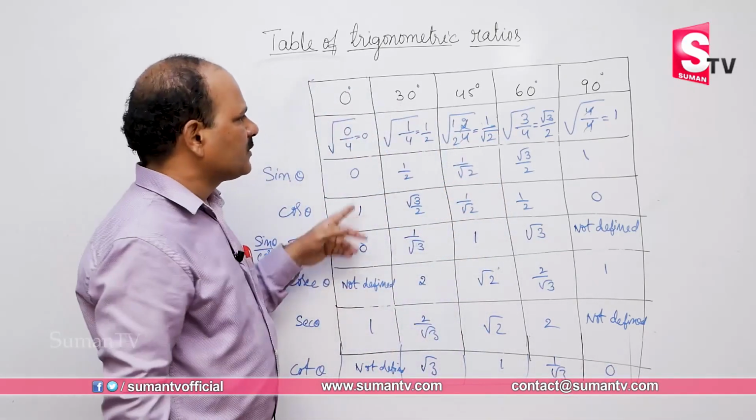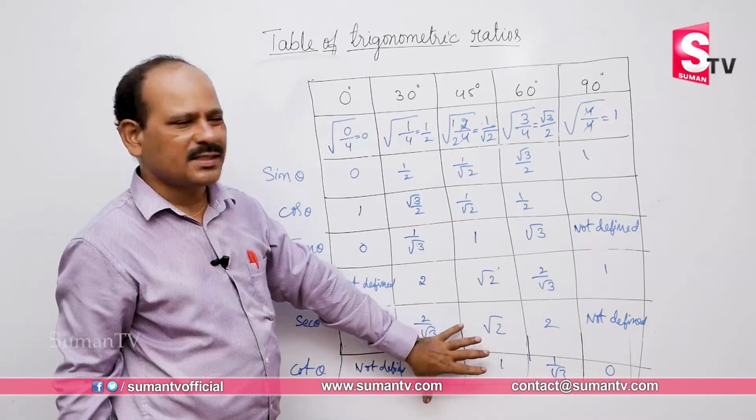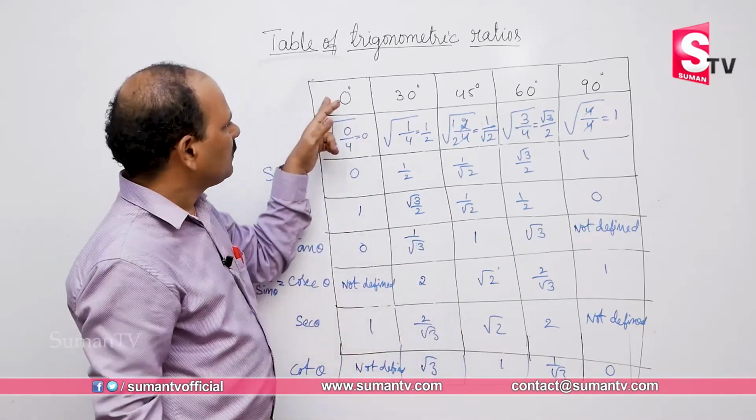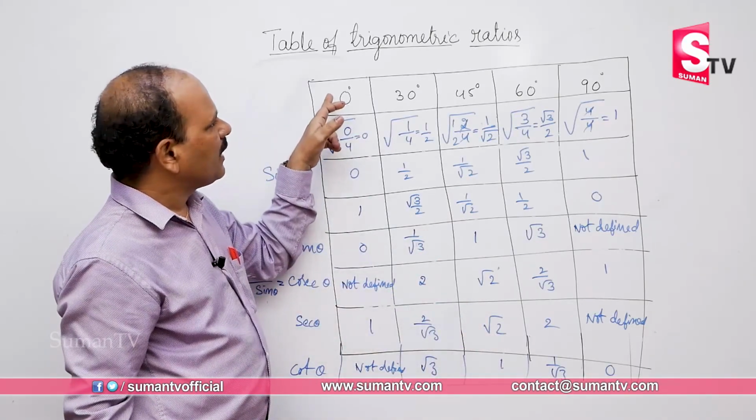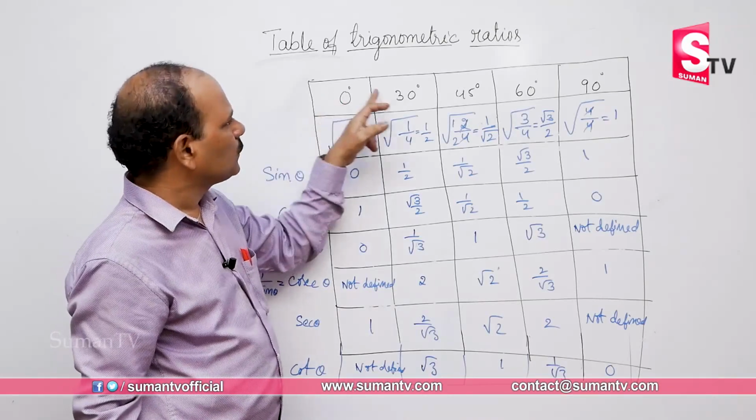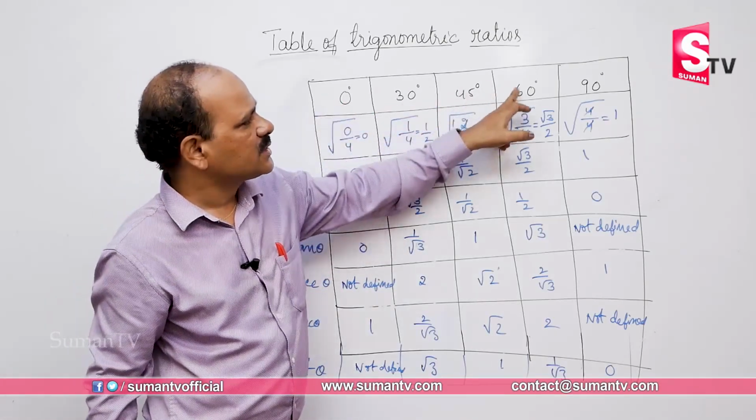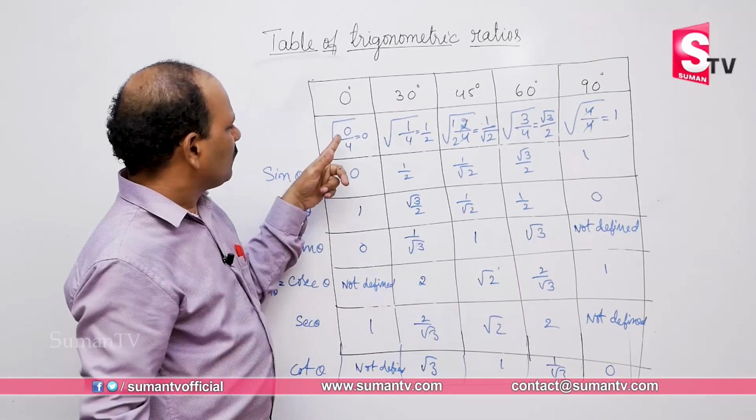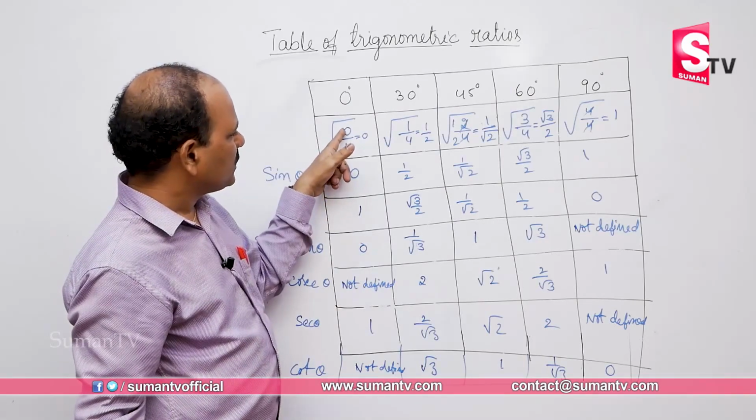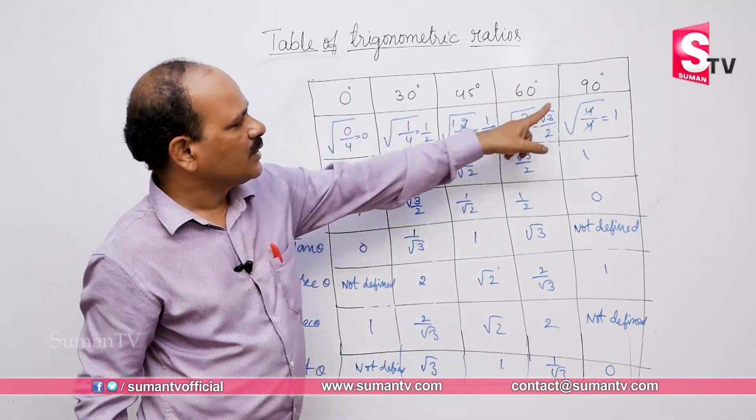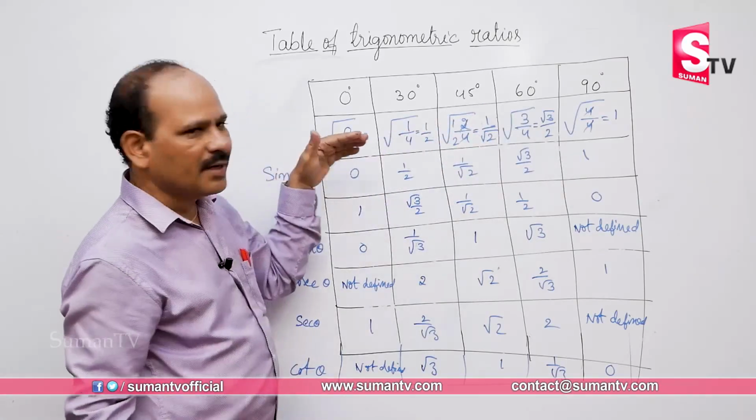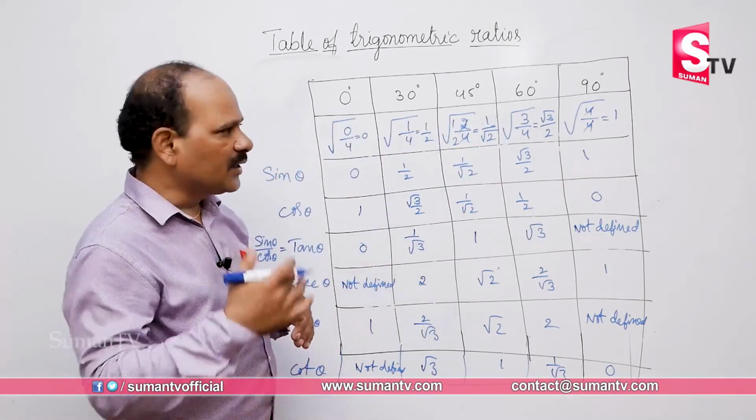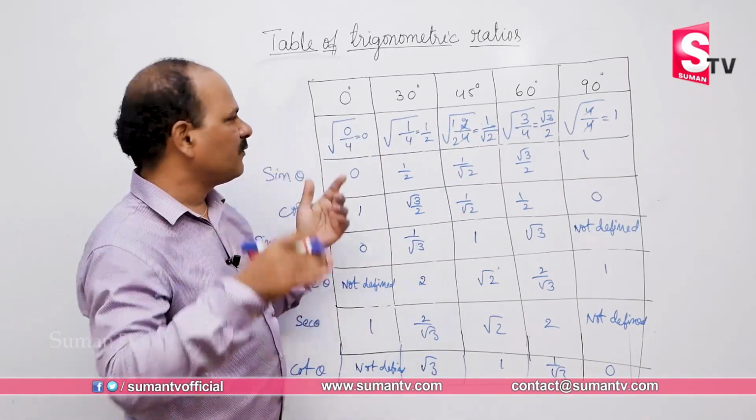Okay. It will take 5 to 6 minutes to construct this table. Once again, these angles you have to remember: 0, 30, 45, 60, 90. First step, give numbers from 0: 0, 1, 2, 3, 4. After that, divide every number by 4. After dividing, do square root for every number.